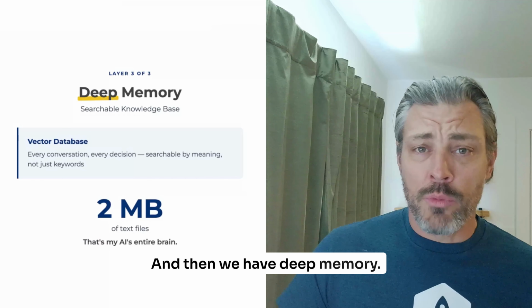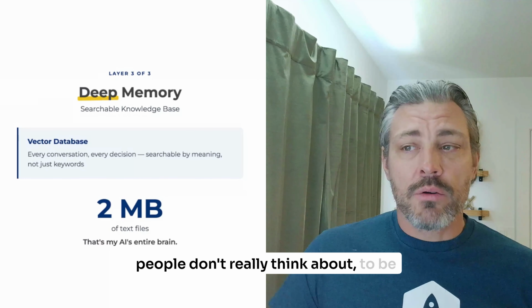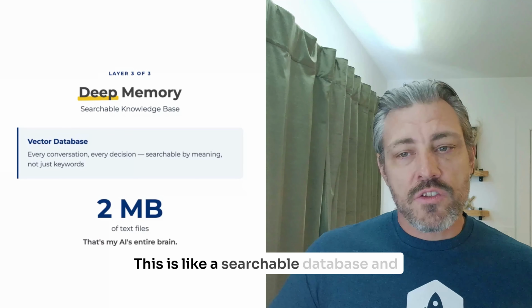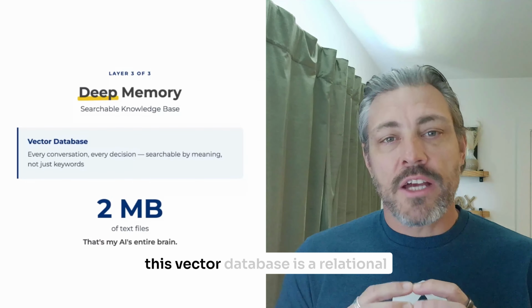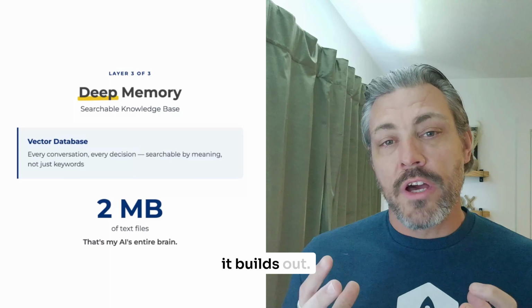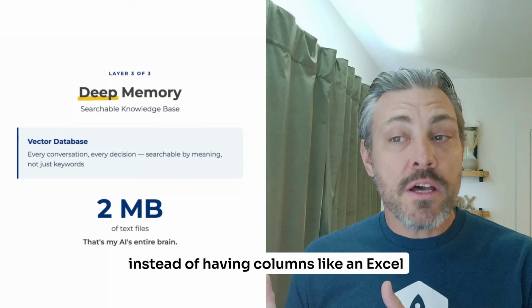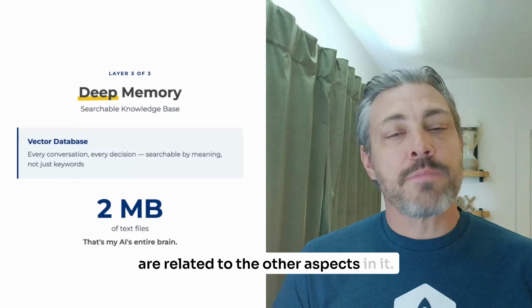And then we have deep memory. And I think this is one that a lot of people don't really think about, to be honest. This is like a searchable database, a knowledge database. A vector database is a relational database. Instead of having columns like an Excel sheet, it builds out all the things that are related to the other aspects in it.